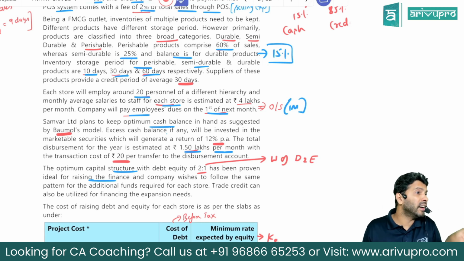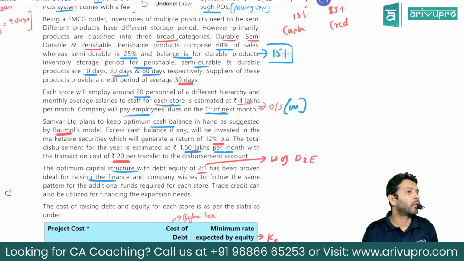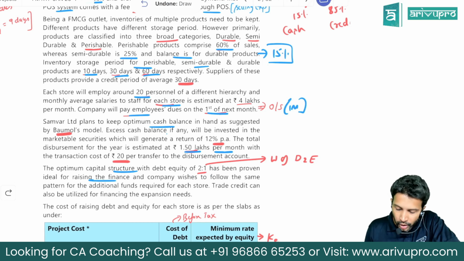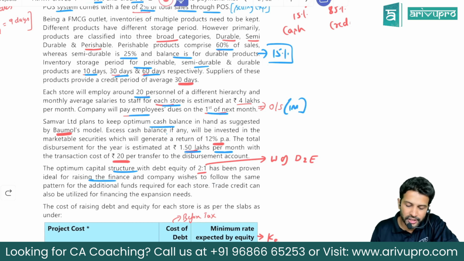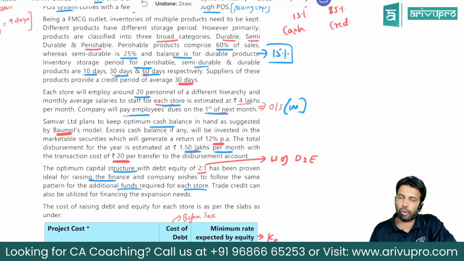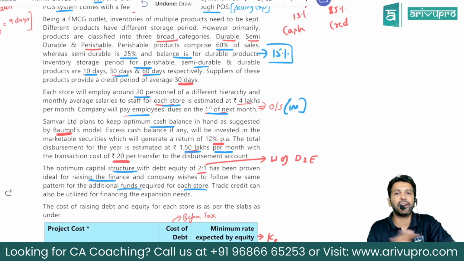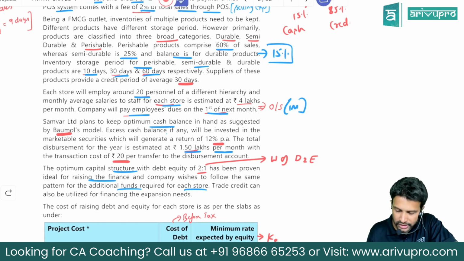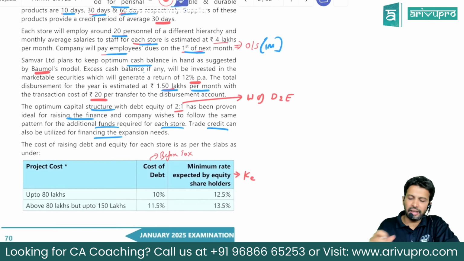For KO, we need the weight of debt and the weight of equity. That is given over here in the form of 2:1. Alright, the company wishes to follow the same pattern for additional funds required for each store. So they are saying the ideal ratio is 2:1, and does the company want to disturb this ideal ratio or not? No disturbance. Trade credit can also be used as a finance.